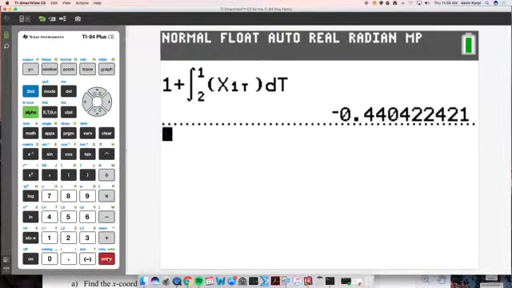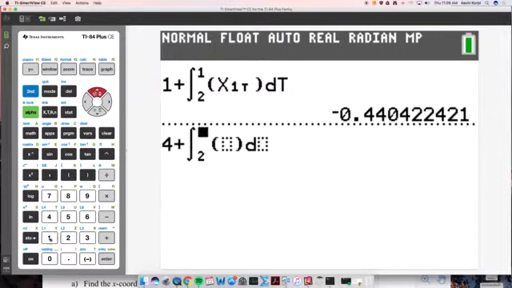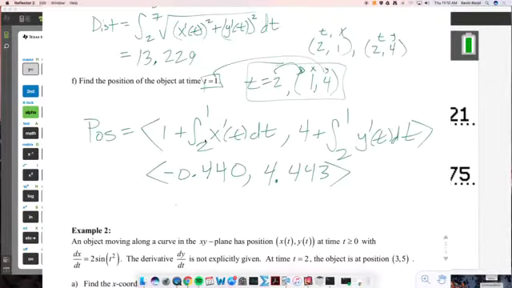Write it down to 3 decimal places. Negative 0.44. Do we need that last 0? Yes. It's not terminating, so we need it. And then very similarly here, 4 plus math 9, the integral from 2 to 1 of y prime, which for us is in y sub 1, so alpha trace number 2, and then with respect to t. 4.443. So again, remember, if we don't add the 1 or the 4, we're just finding the displacement from 2 to 1. We have to add the initial values to get the actual location.